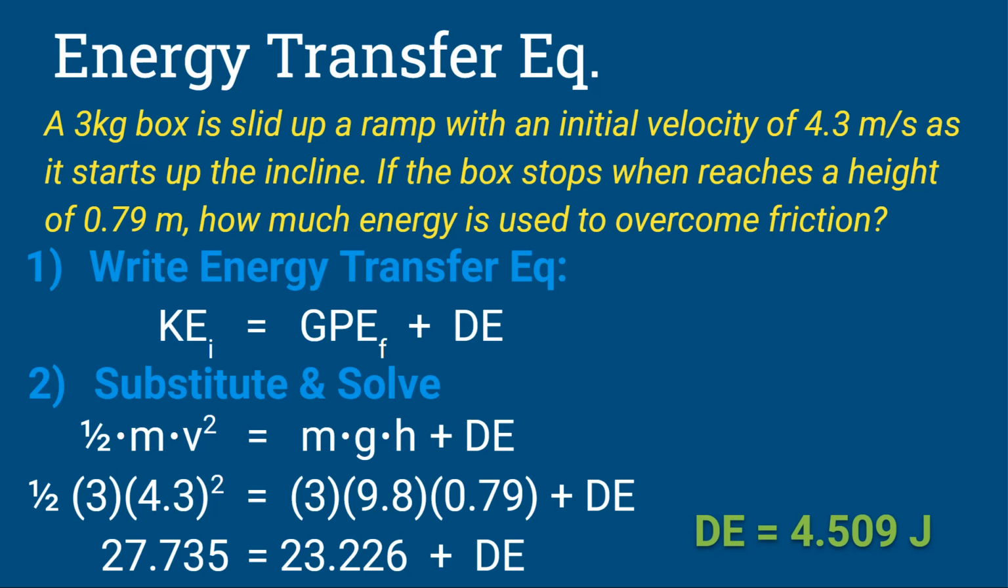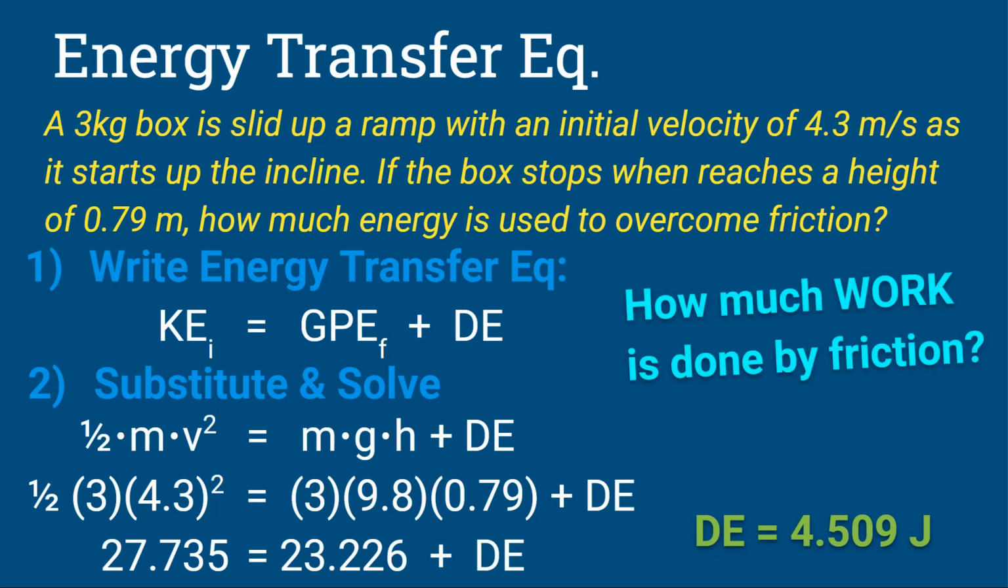Questions about this one? No? How much work is done by friction? What did we just say? I forgot I had this question on here. What did you say, Emily? Yeah, negative 4.509. Same magnitude, just we're going to put the negative on to indicate that it was lost. So the work done by friction, you removed that much energy from the system.